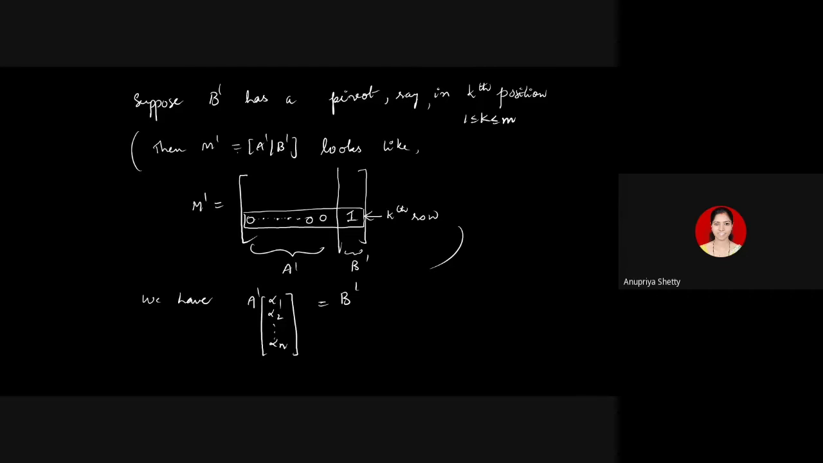How do you multiply the two matrices on the LHS? The first row of A dash should be multiplied with the column alpha 1, alpha 2, etc., alpha n. That gives me the first entry of B dash. If I multiply the second row of A dash with the same column, alpha 1, alpha 2, alpha n, I would get the second entry of B dash. I want the equation for the kth entry.